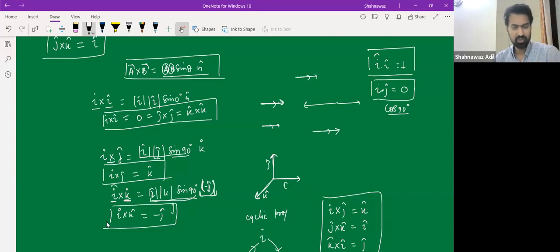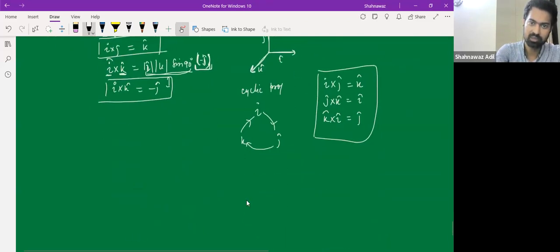If I would have those 3-pin structure, then I could have shown you easily. But you guys check that and why this should be minus j. This is the cyclic property from which you can easily understand what would be the cross product. So I cross j, right? Is this clockwise or anti-clockwise, guys?